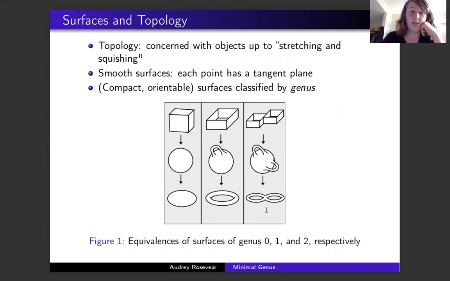Now, for this talk, we're really only going to be concerned with smooth objects, such as, in this case, smooth surfaces, ones where there's a well-defined tangent plane at each point. So this corresponds to the bottom two rows. We're not including the top row. And the surfaces here, compact orientable surfaces, are classified by their genus. That's the number of holes in the surface. So you see here surfaces of genus 0, 1, and 2, respectively, and the topological deformations that classify them equivalently.